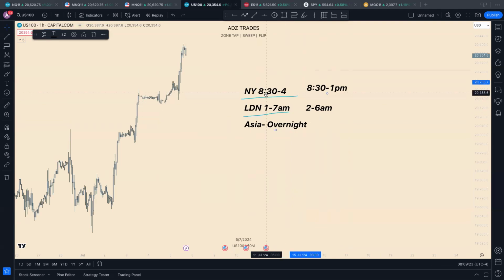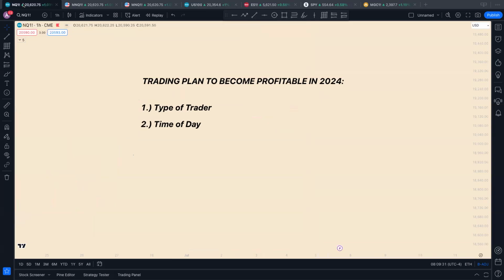So are you going to trade the London session? Are you going to trade the New York session? If so, are you going to trade the kill zones or are you just going to trade the normal session? So that is the first two criteria. And now the third one, of course, is the actual trading strategy in itself.